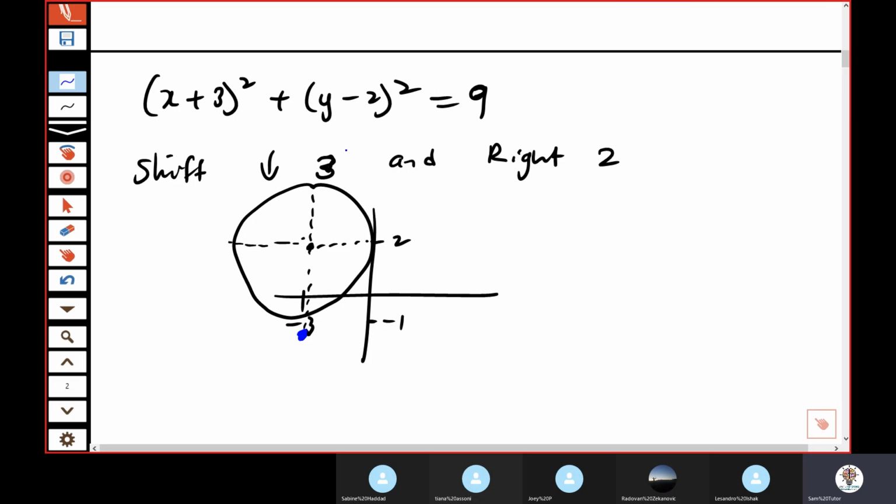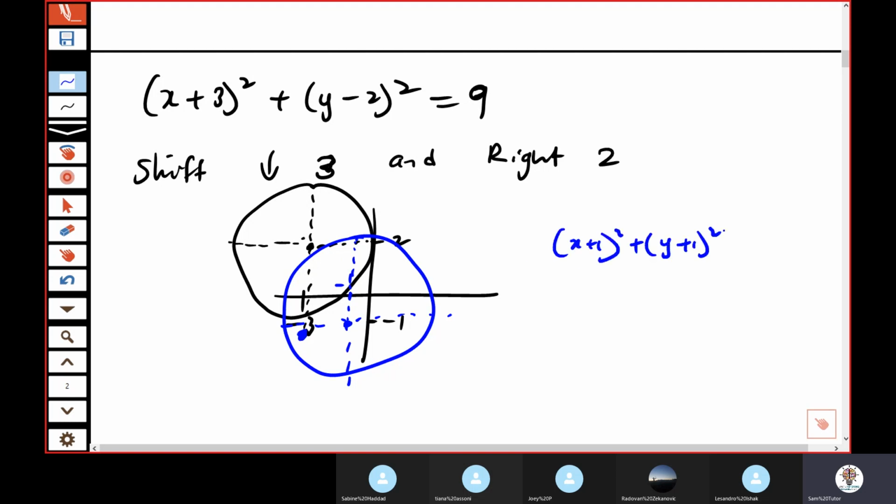And then go to the right 2 units. Also negative 1. So specifically there. X is negative 1, Y is negative 1. That's your new center. Will your radius change? Of course not. There's that, there's that, there's that, there's that. And then they'll just say, write the new equation. So the new equation is x plus 1 squared plus y plus 1 squared equals 9.